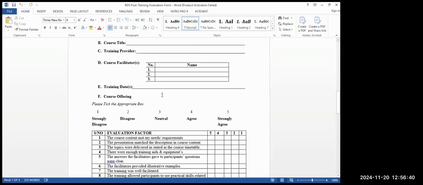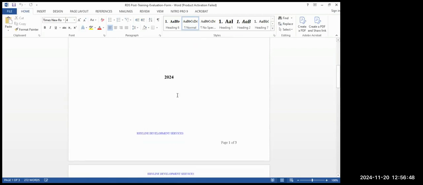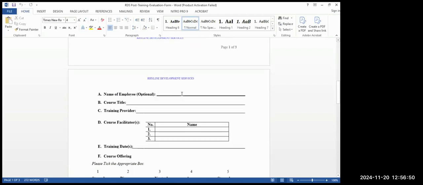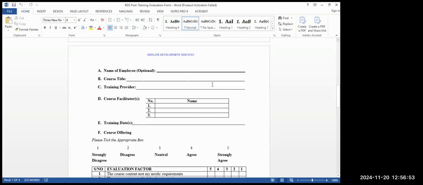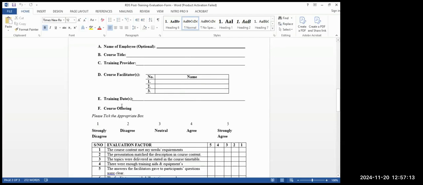Can you see that form? Yes. So that form is from us. This is optional. I'll ask you for the name, but you don't have to. Then you tell us the course title, who provided it, the course facilitators, how many you met, their names, and the training dates, please indicate for us.